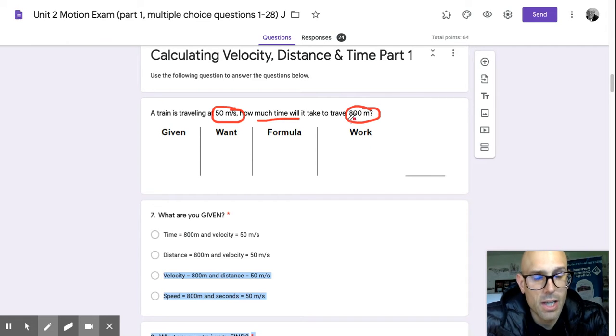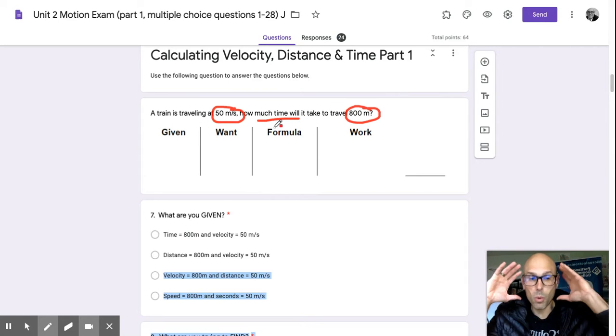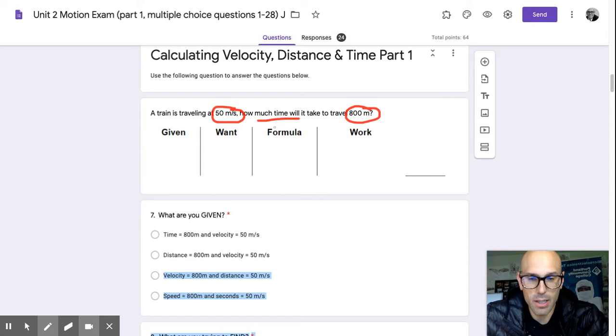So again, another quantity. This is a distance, this is a velocity, and it's asking for how much time. This graphic organizer here helps us organize our thinking to clarify what we're trying to do.